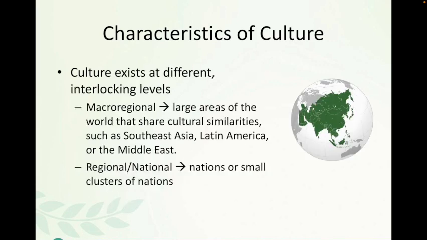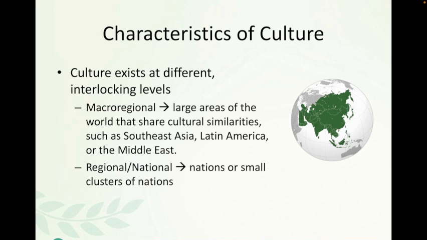All right, so culture exists at different interlocking levels. There are different levels. Like for example, my example a while ago was family. There's a different level, and then many more. There are different levels in culture. All right, so now let's go through it one by one. So first is the macro regional.